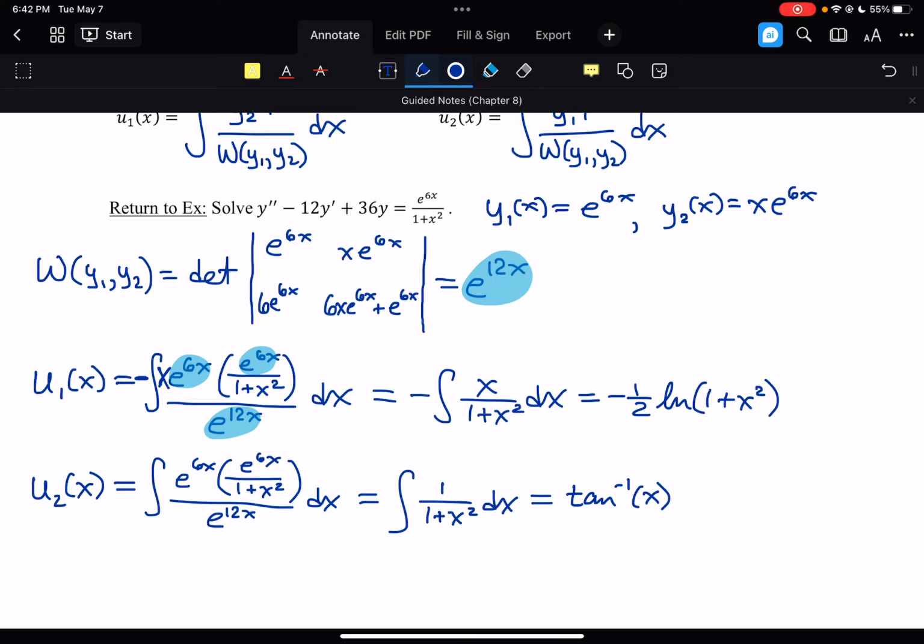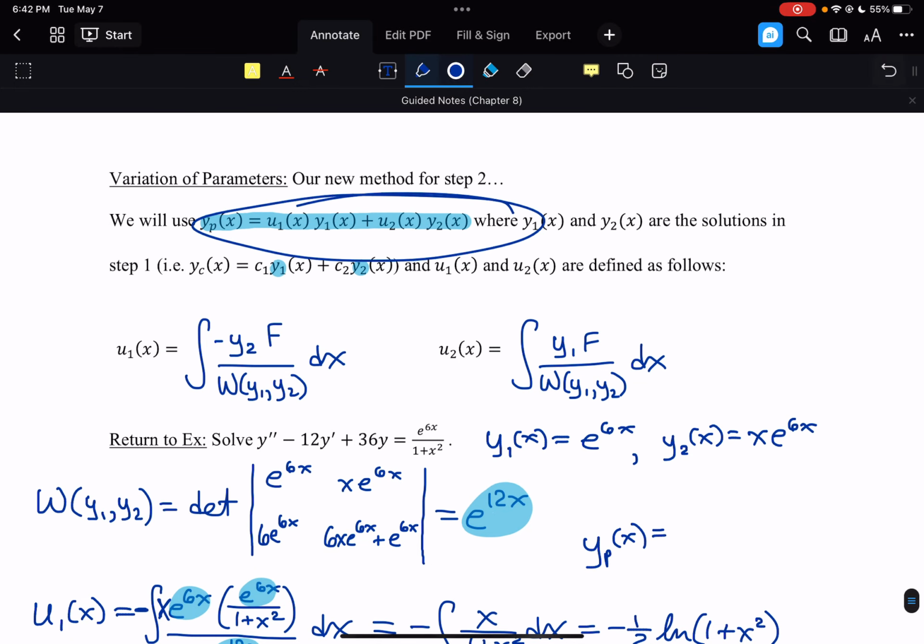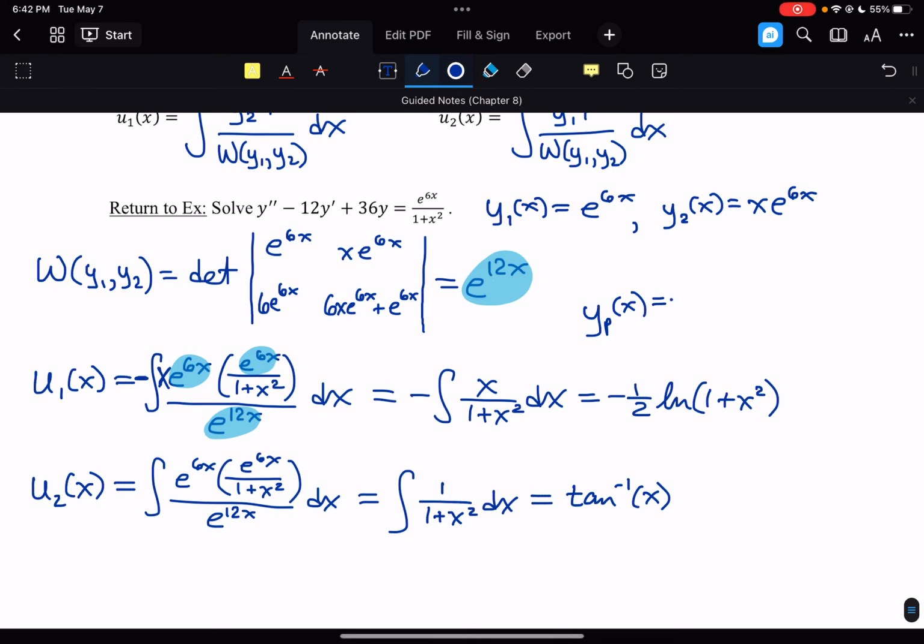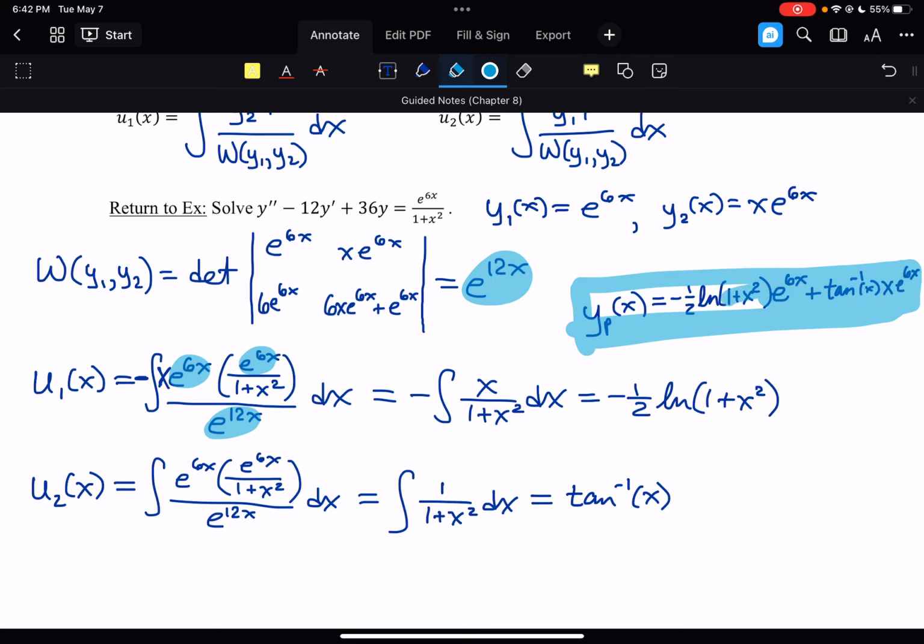So our particular solution here, I'll just do this right here because I want to save room for the final solution. Our particular solution is going to be u1y1 plus u2y2. So that's negative 1/2 ln of 1 plus x squared times y1, so times e to the 6x, plus inverse tangent of x times x e to the 6x. So that's our particular solution in this case.